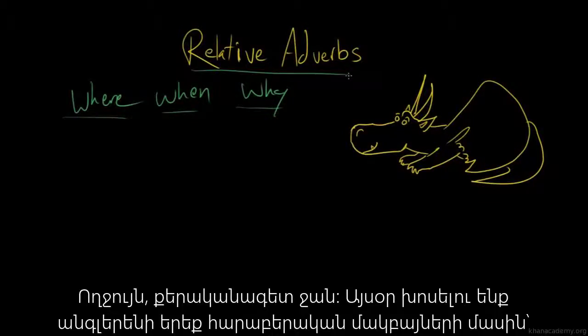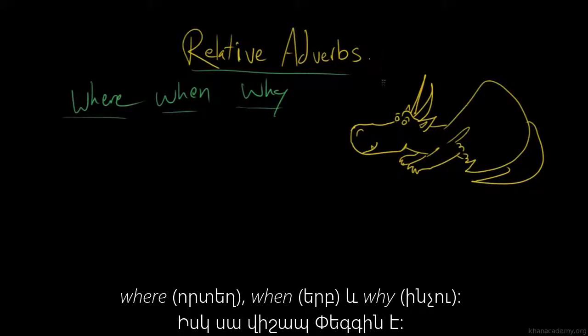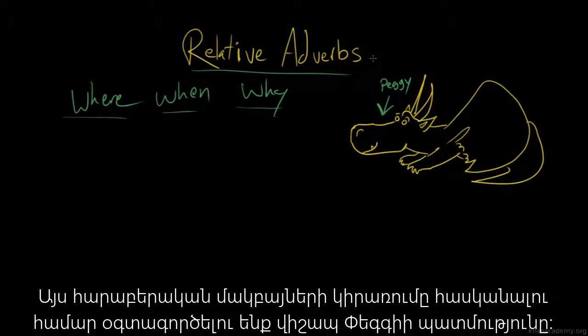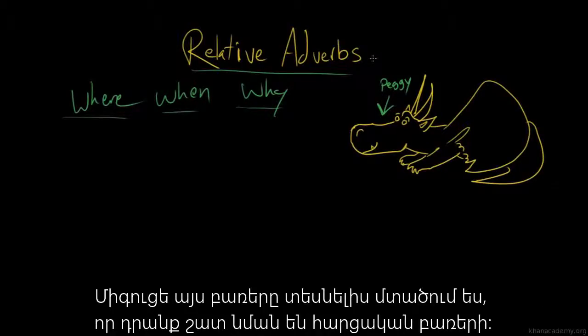Hey grammarians, today we're going to talk about 3 of the relative adverbs in English, which is where, when, and why, and this over here is Peggy the Dragon. And we're going to use the story of Peggy the Dragon in order to figure out how to use these relative adverbs. You may be looking at these words and thinking that they look an awful lot like question words. And you're right, they are.